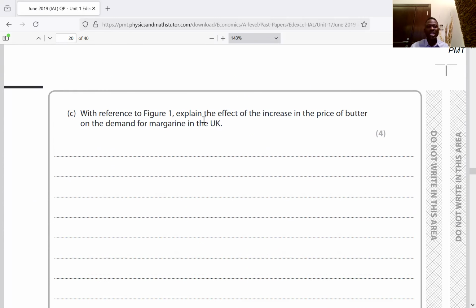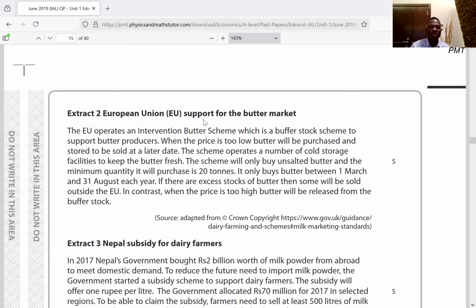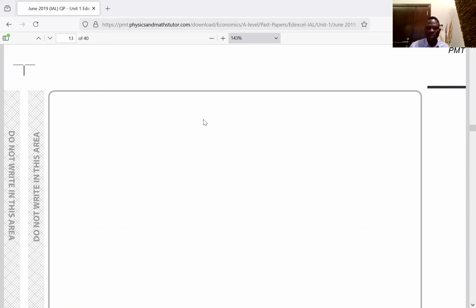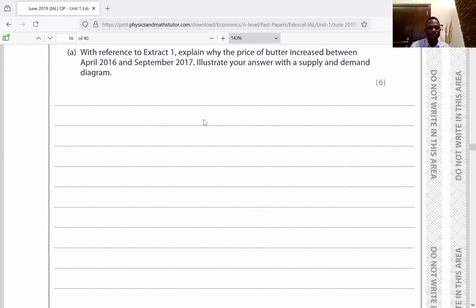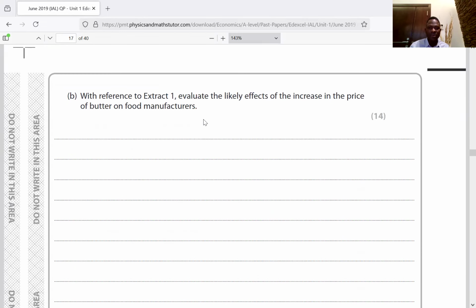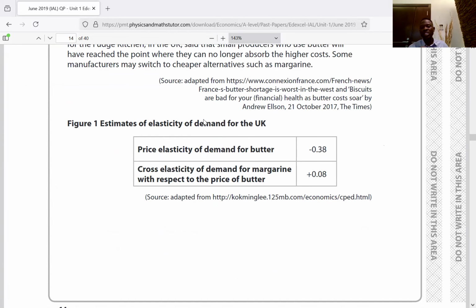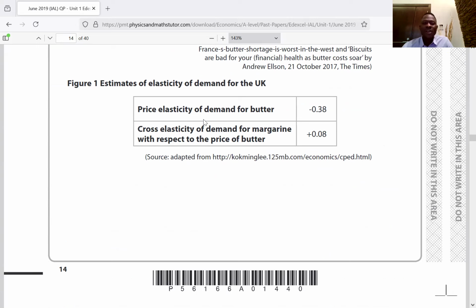Okay, with reference to figure 1, explain the effect of the increase in the price of butter on the demand for margarine. So let's quickly go to figure 1. Okay, yeah, we have the figure 1 here, with the table already in front of us. We have the demand for butter and the demand for margarine. So the question says, read the question for me again, please. With reference to figure 1, explain the effect of the increase of price of butter on the demand of margarine in the UK. Okay, thank you.